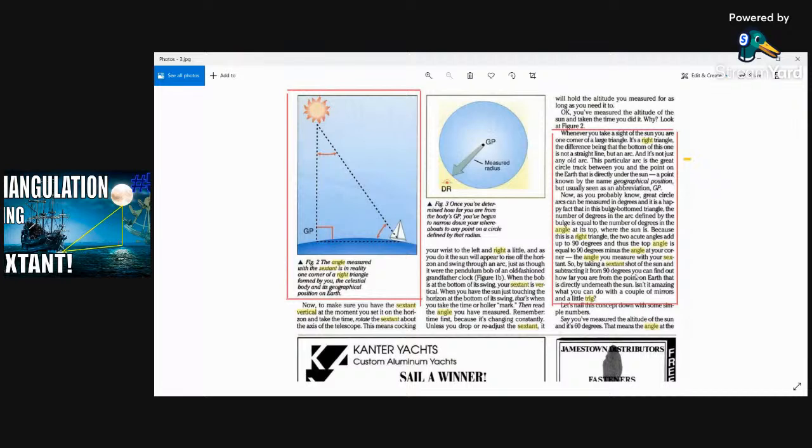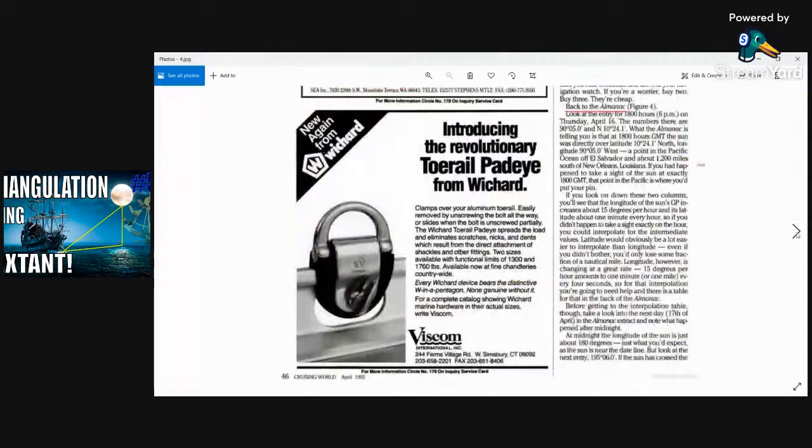So by taking this sextant shot of the sun and subtracting 90 degrees, you can find out how far you are from the point on Earth that is directly underneath the sun. Isn't it amazing what you can do with a couple of mirrors and a little trig? There it is, trigonometry. Yep, triangulation. Now, this next slide. This is where it gets interesting for the globe.